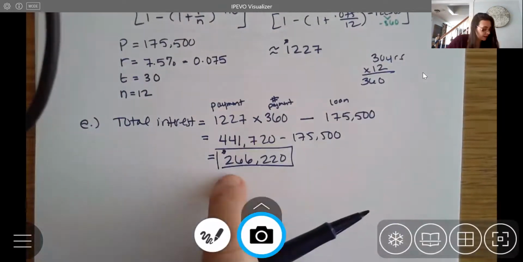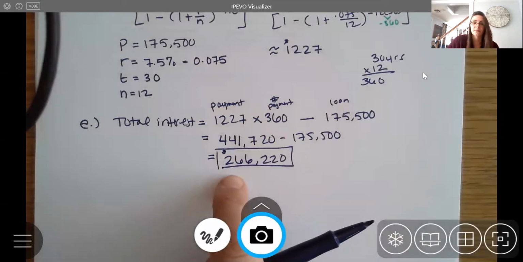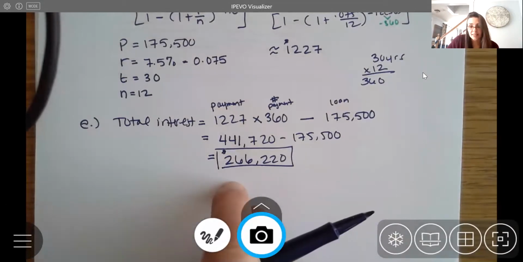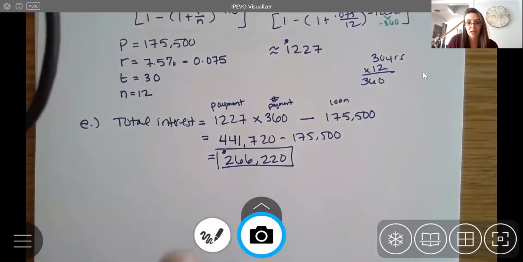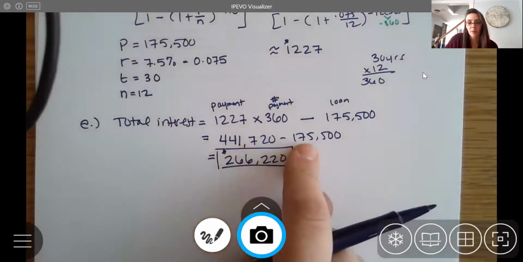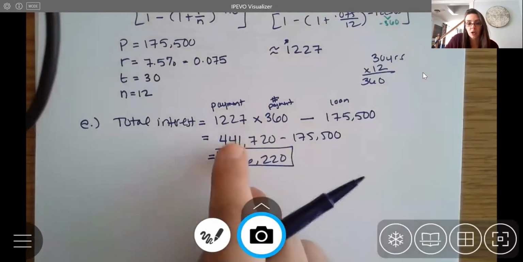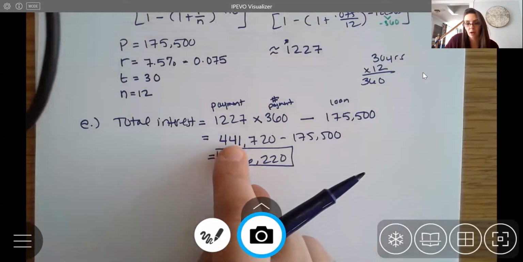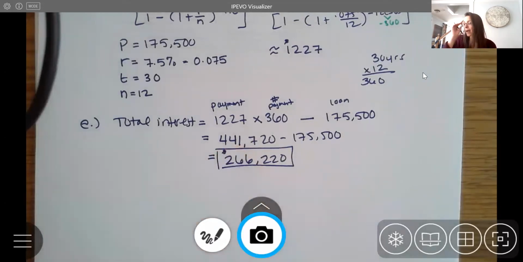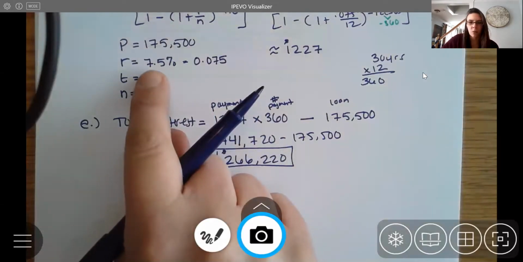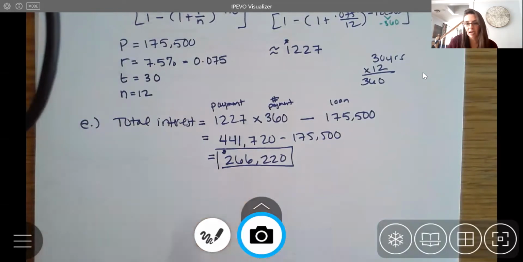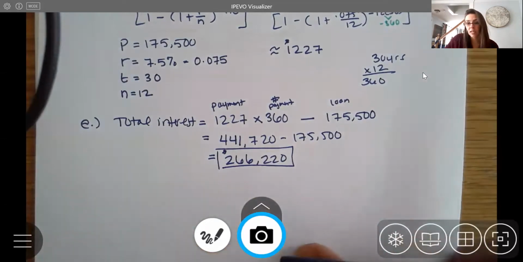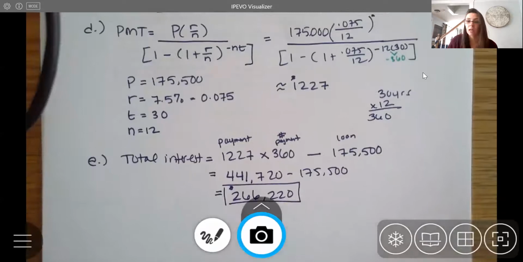So this $266,220, this is the interest that you pay for that house or that loan over 30 years. So that loan that was supposed to be for $175,000 is going to cost you $441,000 at the end of 30 years. Mind you, this is a really large interest rate. So this is a bit high. But it isn't uncommon to see interest like this, like $100,000 in interest, $200,000 in interest on these loans. It's because it's for 30 years or even 15 or 20 years, and it's a lot of money.